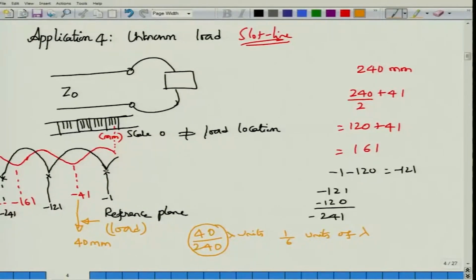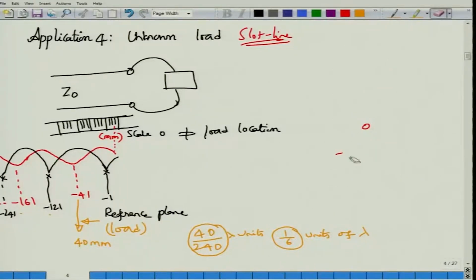Okay, I have arbitrarily chosen this as -1. If I wanted, I can choose this as a reference, then my minima would be at -161, which incidentally is again 40 mm away, because these are all of course periodic. Now what is the usefulness of this 1/6? Now here is where our Smith chart will help us. Okay, let us look at the Smith chart construction done very hastily.